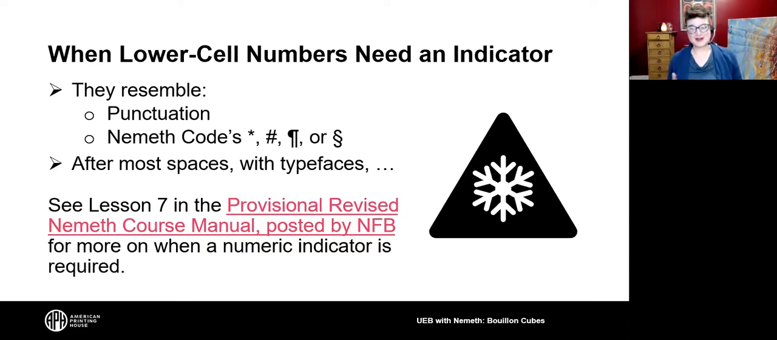For more discussion about numeric indicators and when not to use them, please let me recommend lesson 7 in the excellent provisional revised Nemeth course manual that's available from NFB's website. In fact, the main author of this Nemeth course manual, which will go live when the updated Nemeth Code is published, or after the Nemeth Code is published, this manual can actually become active. The main author of that manual also did a couple of webinars for the National Braille Association, specifically on numbers and when they do and do not need indicators, if you want to really go down that Nemeth Code rabbit hole.